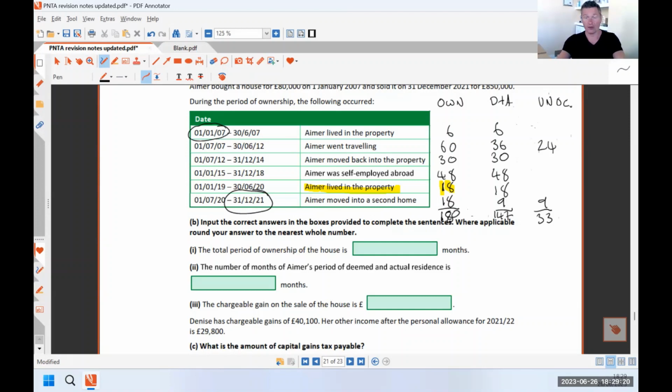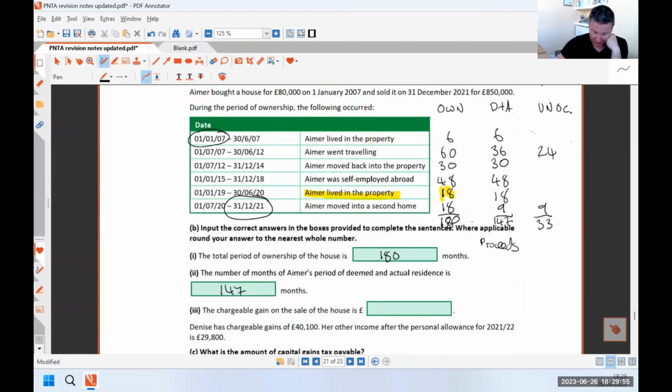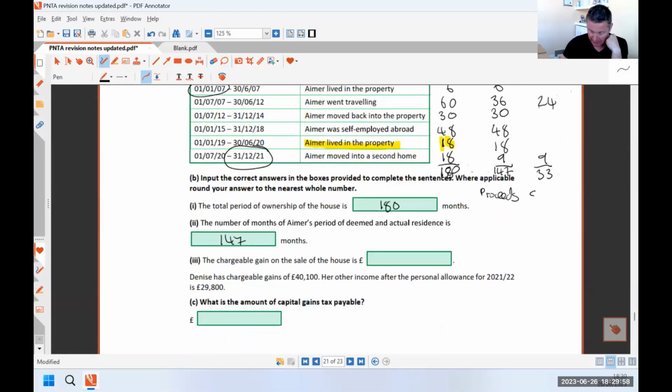So all we've done so far in our PPR calculation is calculate the period of occupation and the period of non-occupation. So the total period of ownership is 180 months, and then the period of actual or deemed residence is 147. We've then been asked to calculate the chargeable gain on the house. So the first thing to do is put our proceeds, which was £850,000.